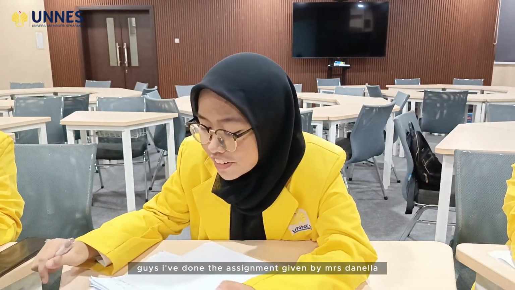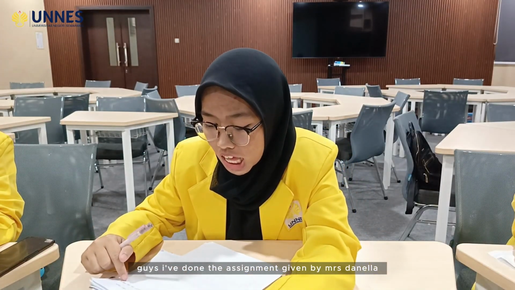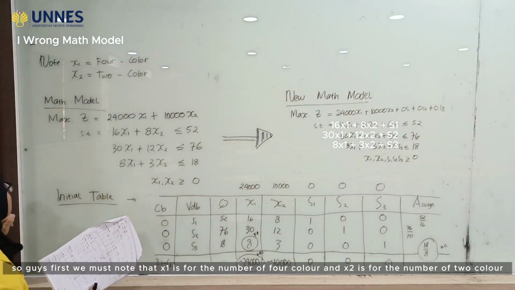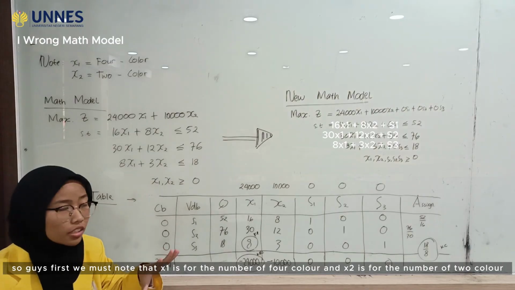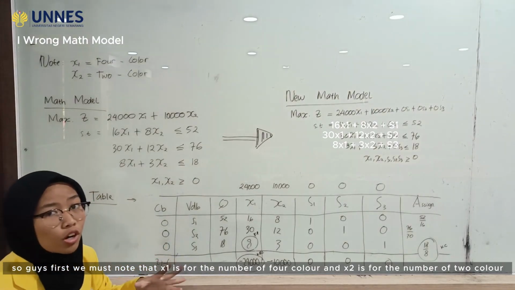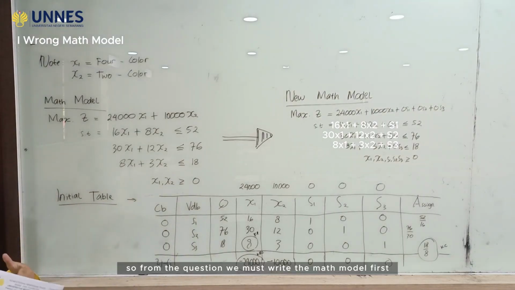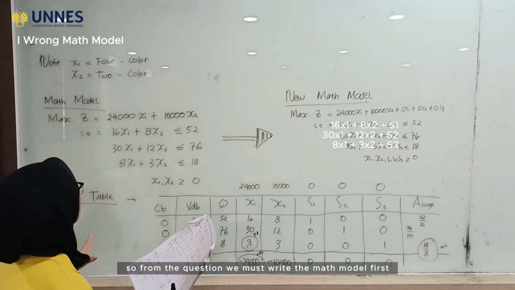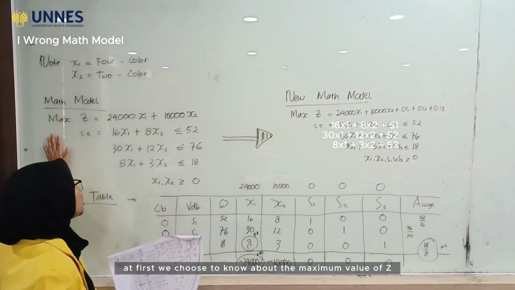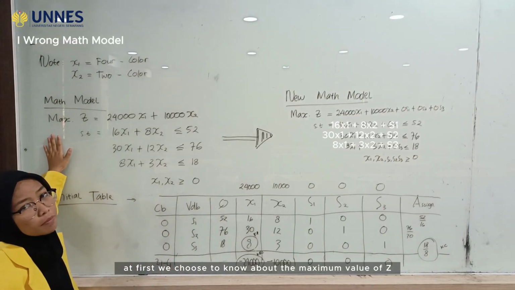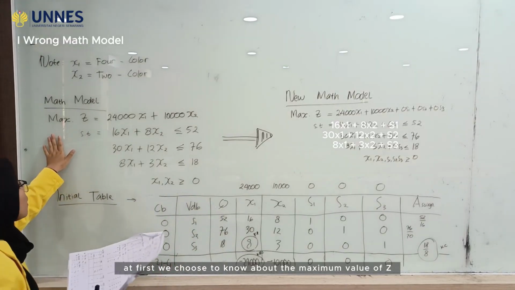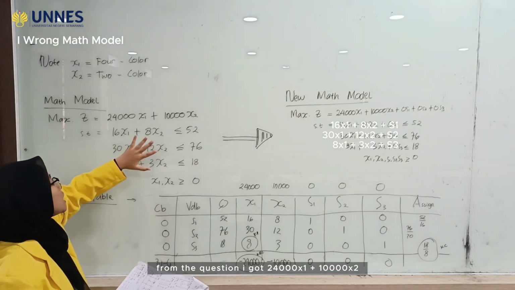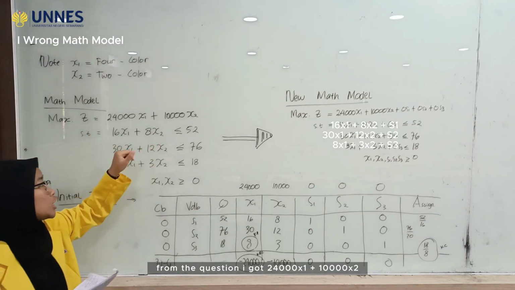Guys, I've done the assignment given by Miss Daniela. Let me explain first. First we must know that x1 is for 4 color and x2 is for 2 color. From the question, we must write the math model first. At first, we want the maximum value of Z. From the question, I got 24,000 x1 plus 10,000 x2.